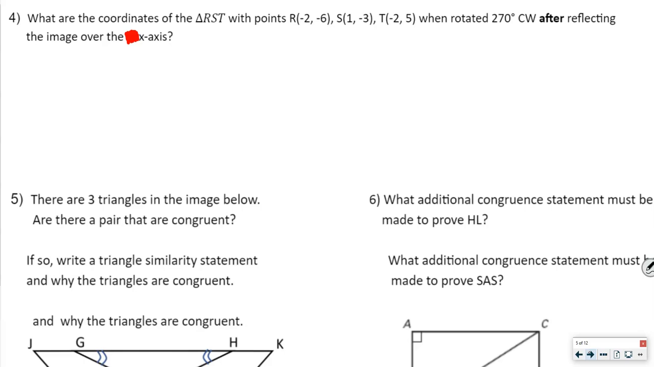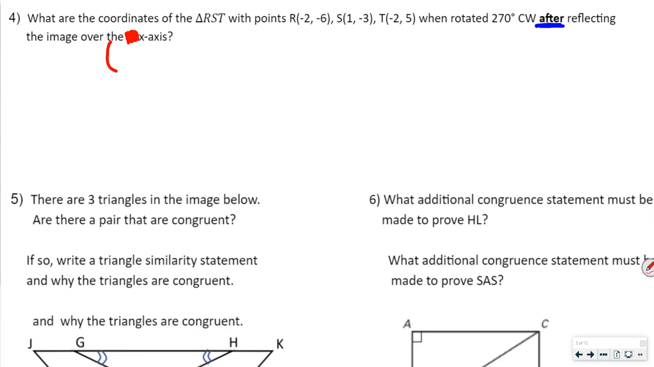All right, so this next one says, what are the coordinates of triangle RST with the points R, S, and T when rotated 270 degrees clockwise after reflecting the image over the x-axis? I scratched out the y equals because it shouldn't have been there. Do you guys notice this key word right here, after? That means that we did the x-axis first, and then we rotated it. You guys need to be watching for that, because that's something we've commonly seen on finals in the past.